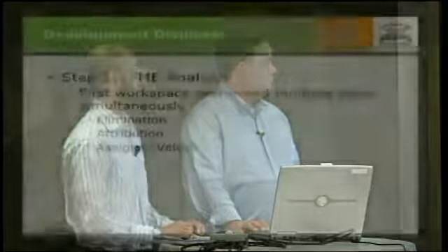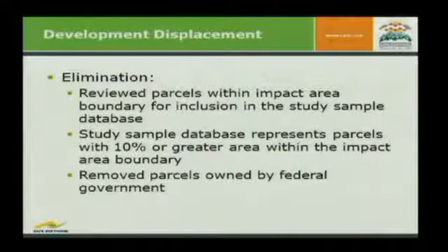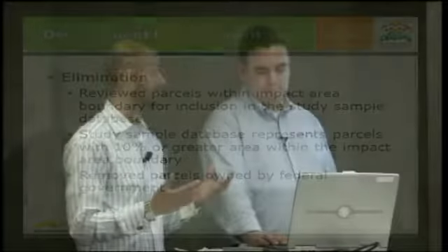So this is step 2. This is where the FME analysis starts to take place. The first workspace performed multiple tasks simultaneously. I guess that was the complexity of the workspace, there were multiple feeds going in the same direction. There was elimination, attribution, and assigning of values in the first workspace. For the elimination, we reviewed the parcels within the impact area boundary for inclusion in the study sample database. Basically, any parcel that was intersected by our impact area boundary, we took into account.